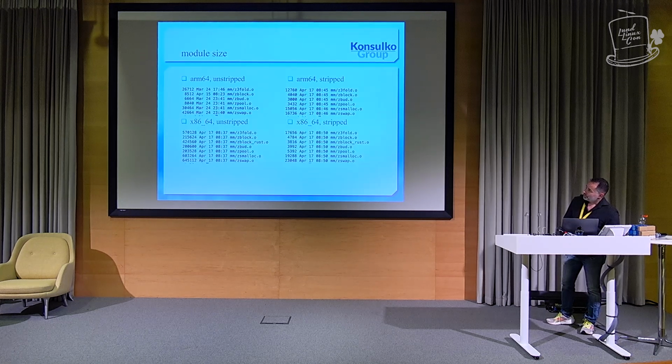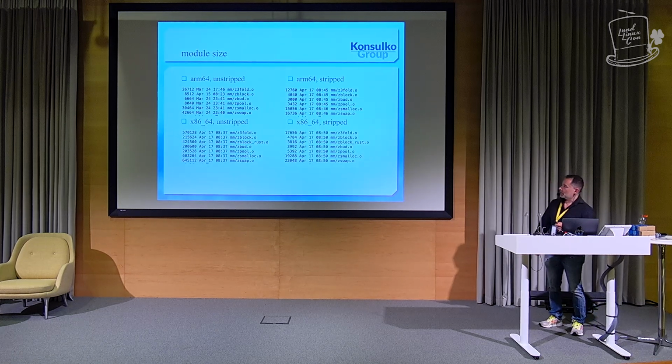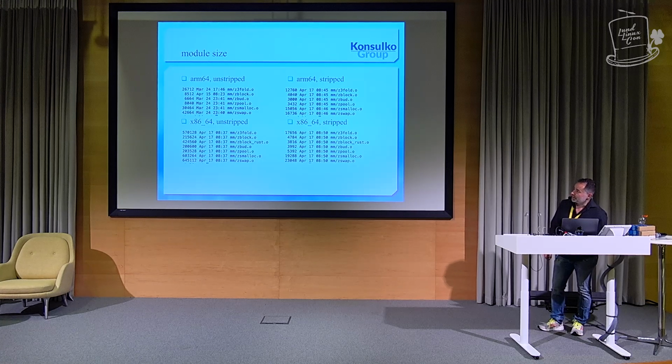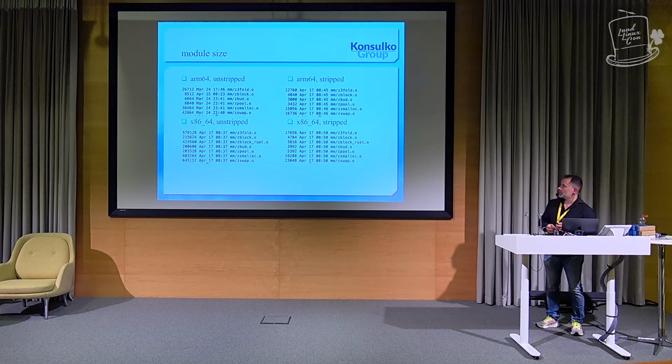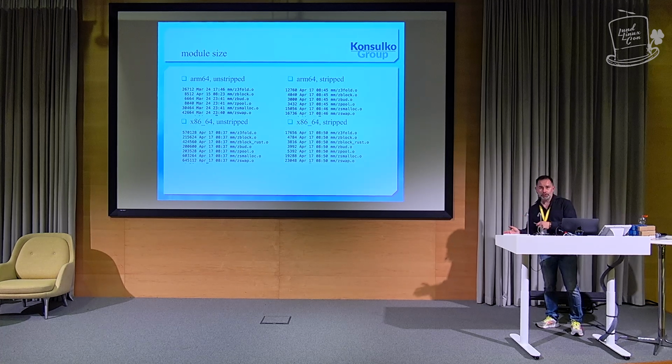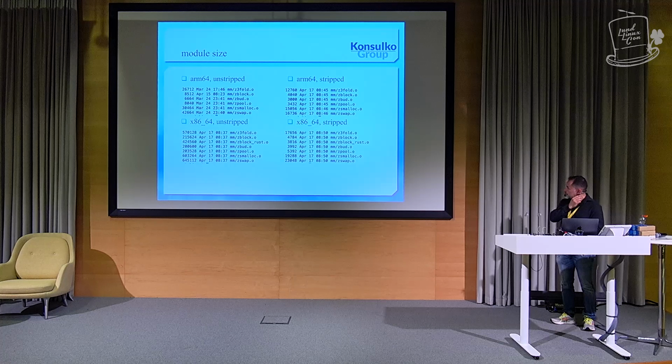Okay, comparisons. What we were pleasantly surprised with was that the size of the objects compiled from Rust was roughly the same as the ones that we had compiled from C code. So if we do stripping, it's even more so. So the Rust compiler is doing a good thing. I mean, doing a good job.